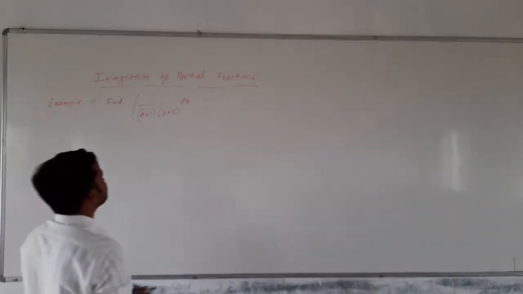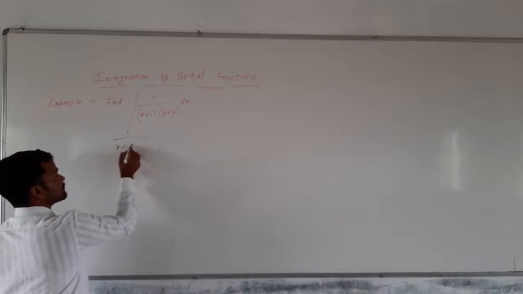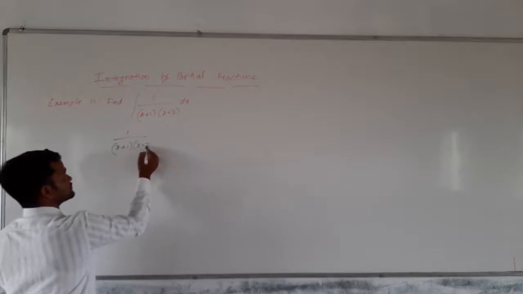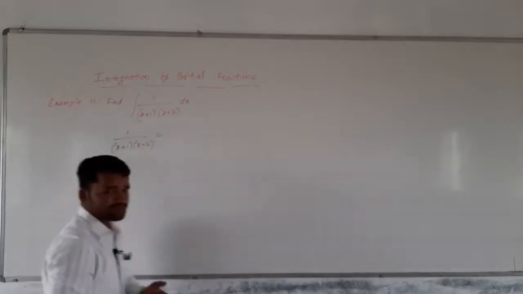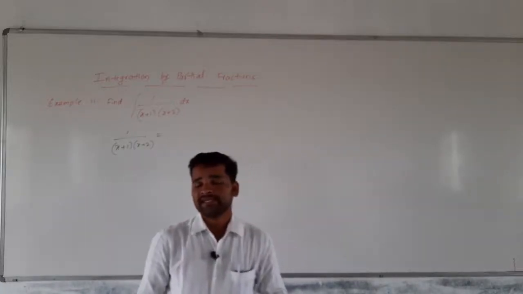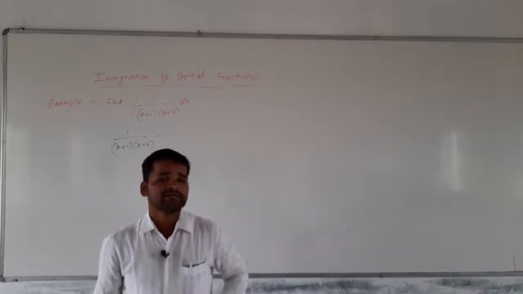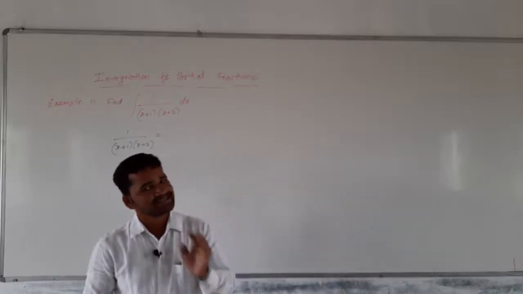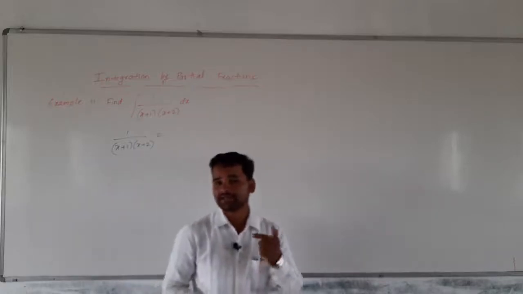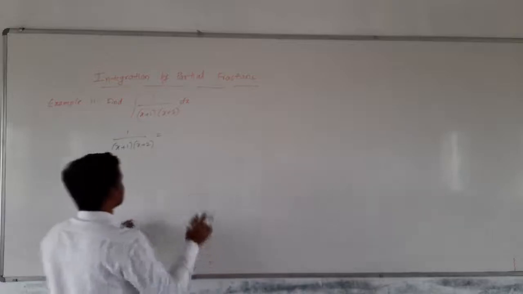It is in which form? 1 by x plus 1 into x plus 2. Is it in the proper fraction form or improper fraction form? We have to identify. It is in proper fraction form because degree of the numerator polynomial is 0 and the degree of denominator polynomial is 2. Okay, yes, we can apply.